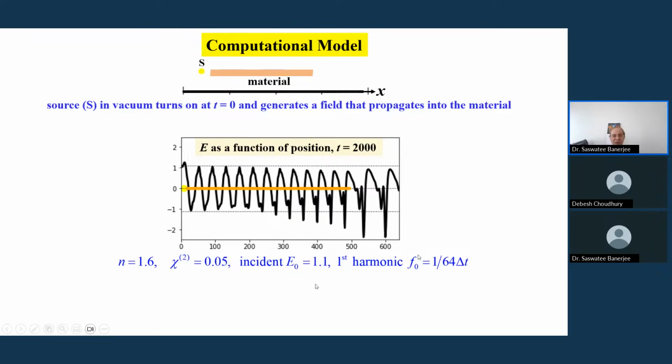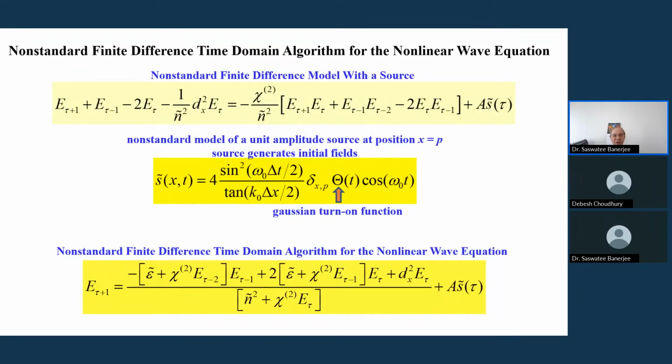The amplitude is 1.1, and the frequency is 1/64 of a time step. Now, one thing you might ask before I proceed here, I just want to go back a little bit. You notice that there is delta X and delta T in this. And you might ask, well, what does this all mean? I mean, we have time steps and space steps, but what are the dimensions of these?